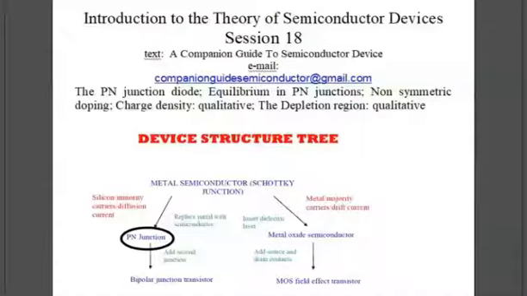And then we'll be taking a look, qualitatively, not too much mathematics, fortunately this time, at the charge density and the depletion region. Just like the metal semiconductor, the Schottky junction, the p-n junction also has a depletion region. And we'll find we have depletion regions in the MOS, the metal oxide semiconductor, and in the MOS field effect transistor.